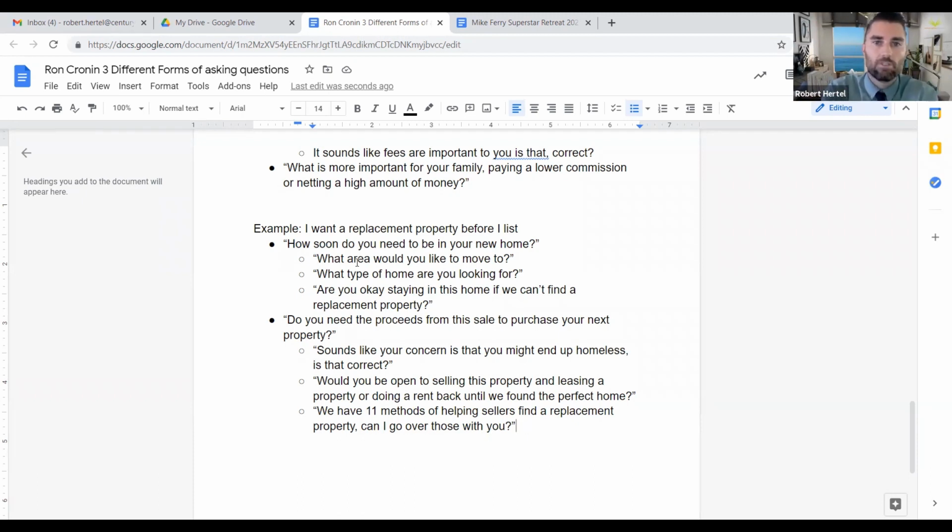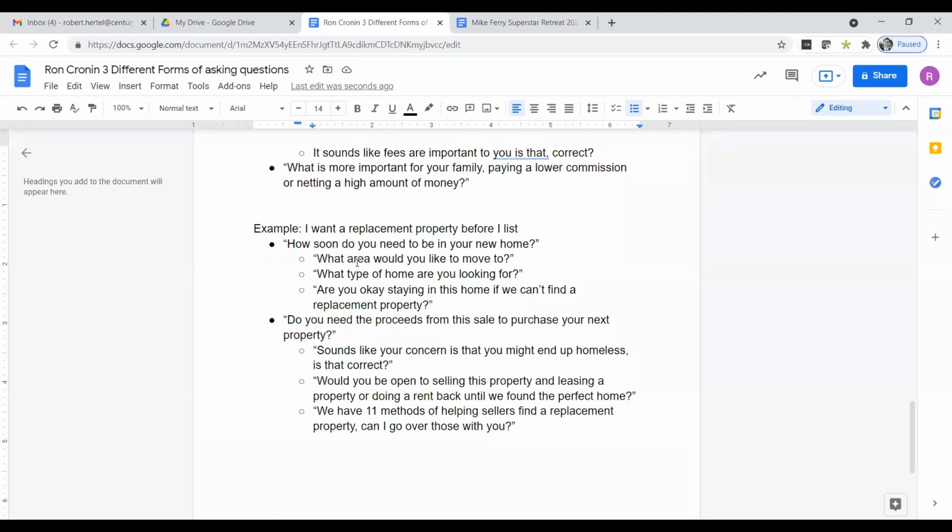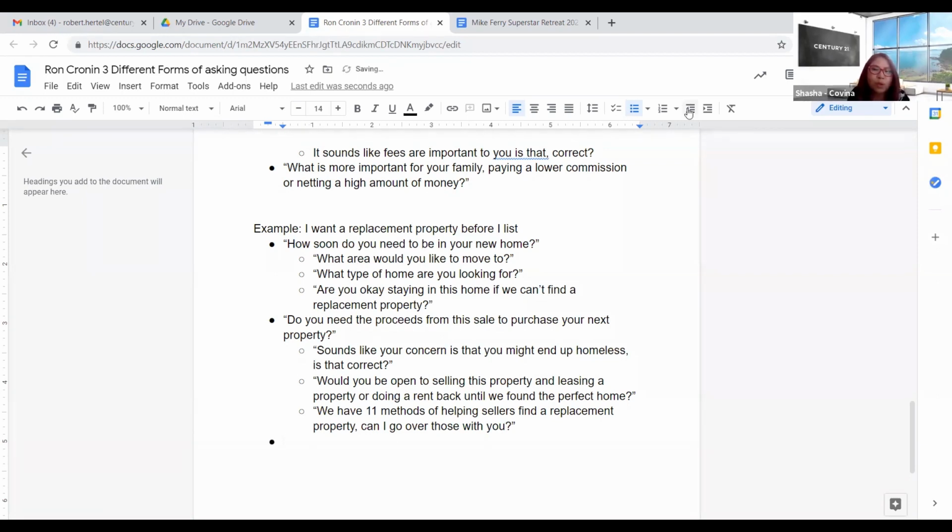If I say, how soon do you need to be in your new home? Well, I have to be there in 3 months, but I could be there sooner if I really need to. They have to explain the answer. Yeah, an open-ended question can't be yes or no. It's everything else besides yes and no. Correct. So you told me I need an open, but I need an A or B question.